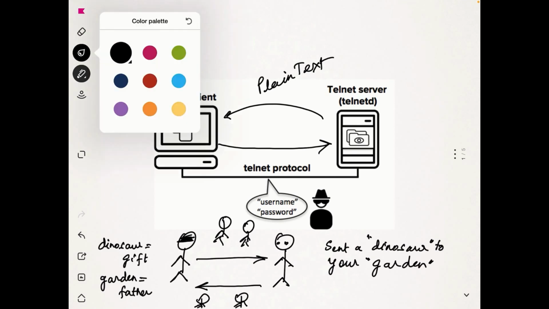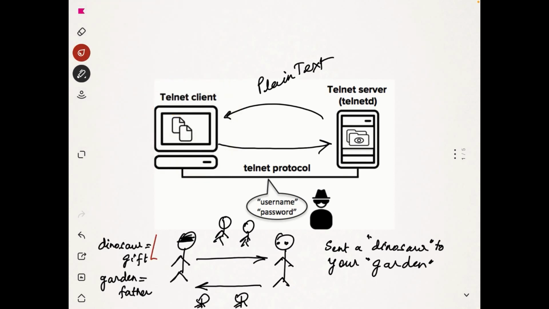So then the message is received by the guy on the right, and he flips it with the words from the map. So the message he actually gets is send a gift to your father instead of send a dinosaur to your garden. So what the other guys who are eavesdropping hear is send a dinosaur to your garden, and that doesn't make sense to them. But when the guy on the right decrypts the encrypted message using the key and the algorithm that these two people have agreed upon earlier, then it makes sense to him.